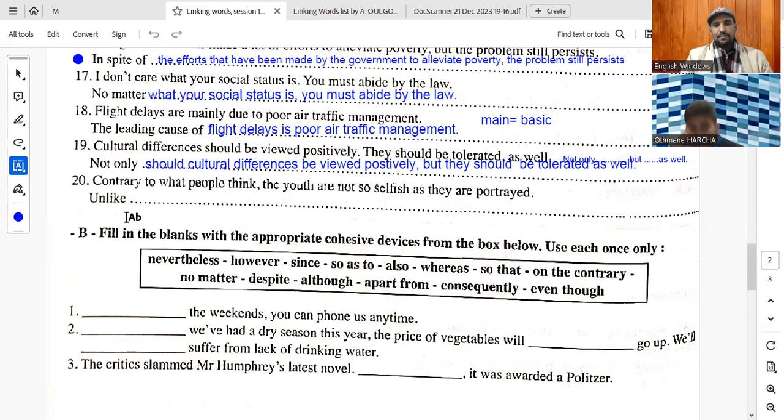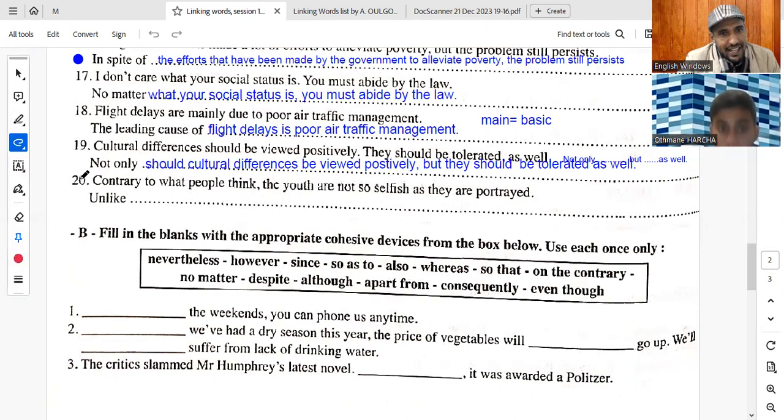صور لهم, right? We have here unlike, يعني على خلاف, it's the same like on the contrary. Unlike what people think, unlike what people say. لا, we don't say to, right? It's what people say.